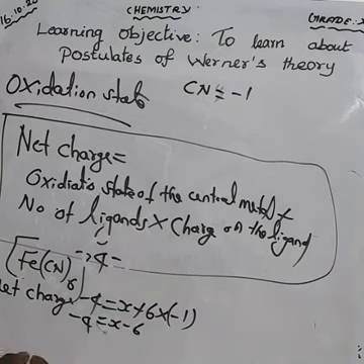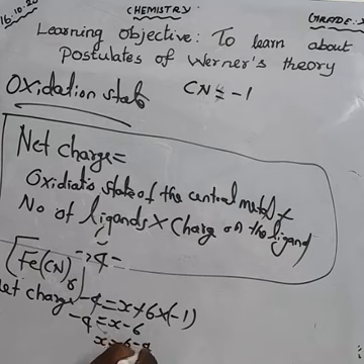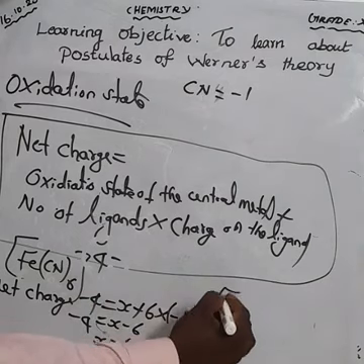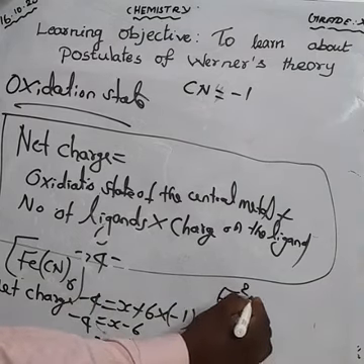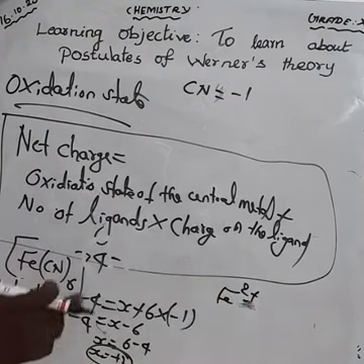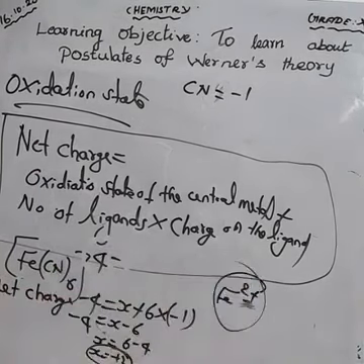-4 = X − 6. So X is equal to 6 − 4, X = +2. What is the charge? +2. So we write Fe²⁺. The charge is +2. Clear? Can you understand?